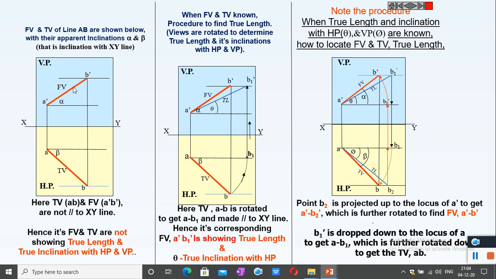If the true inclinations or the final views are known, we can find out the inclination of the lines and true length. Similarly, if true length and inclinations theta, phi are given, we can draw A dash B dash and AB. This is the method of drawing orthographic projection of lines.